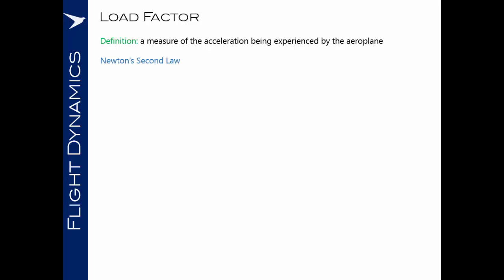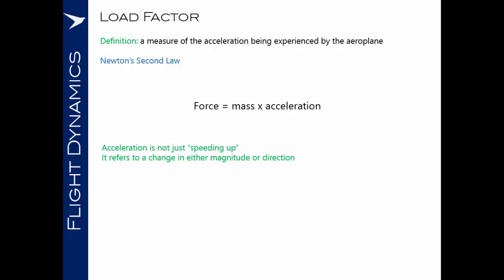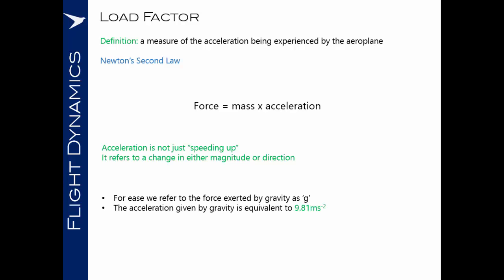If we look at Newton's second law, we can see that force equals mass times acceleration. And note that acceleration in this context is not just the aircraft speeding up, it refers to a change in either magnitude or direction of the force. So therefore we may have a speed constant, but we're turning, and in that case the aircraft is accelerating in the direction. For ease, we refer to the force exerted by gravity as g, and the acceleration that we feel by gravity is equivalent to 9.81 meters per second squared.